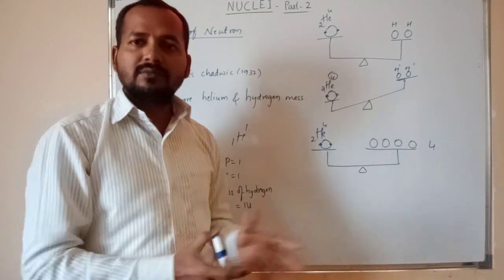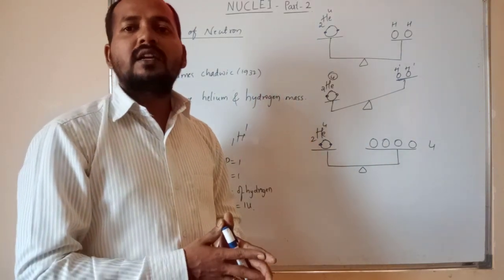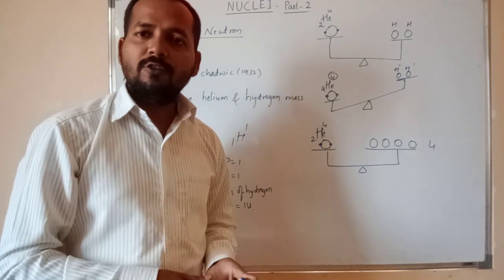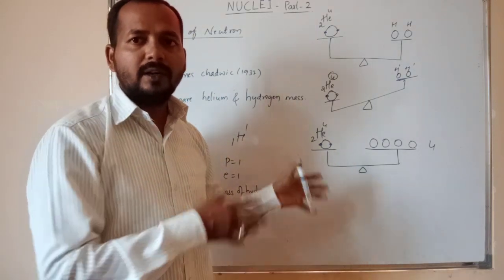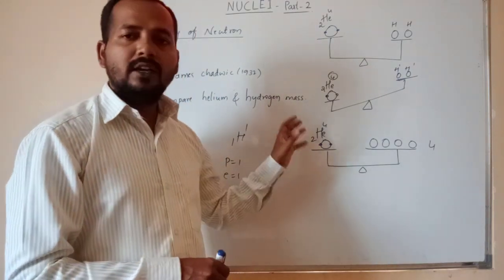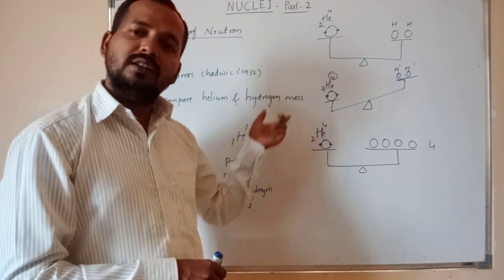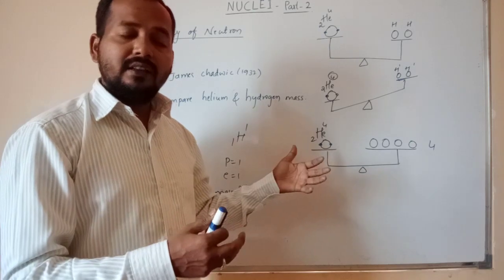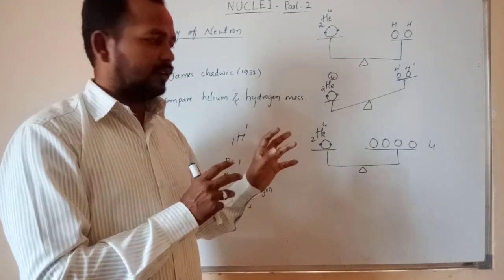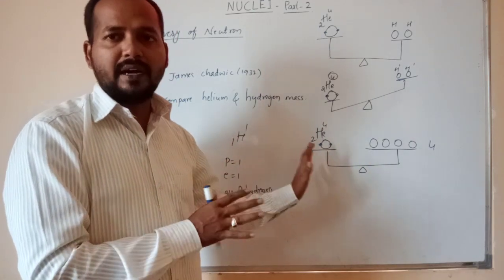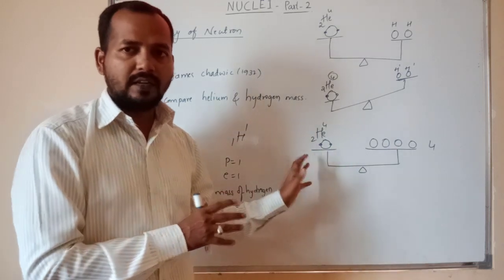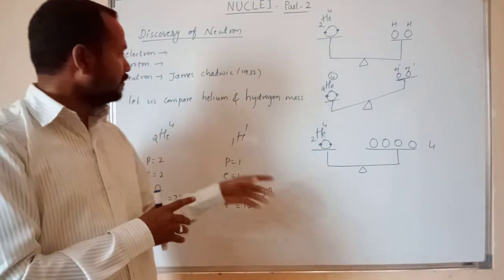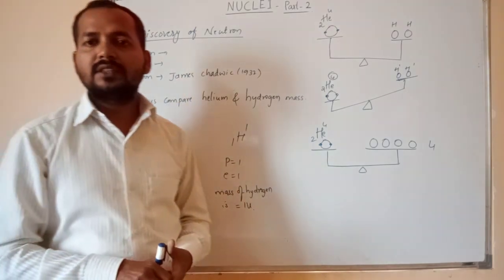That means there are some particles which participate in the calculation of the mass of an element. They are nothing but protons. Along with the protons, there are some other particles also. They are called neutrons. In this way there is a question mark: which are those particles? That we are going to find out here. That was found by James Chadwick through his experiment.